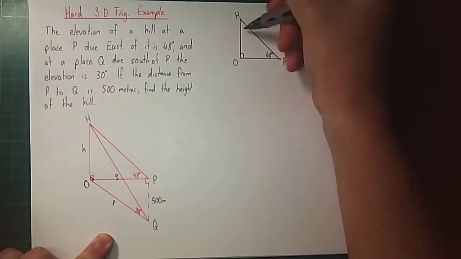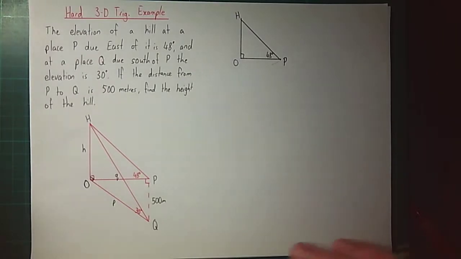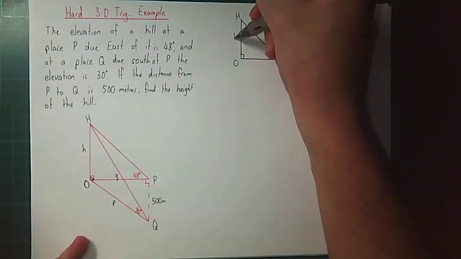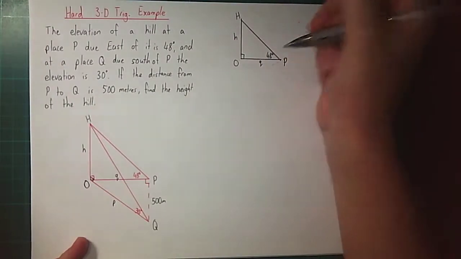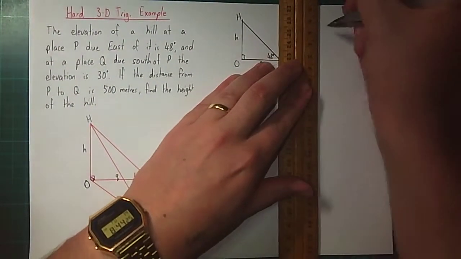We can find that other angle, but I'm not going to because we don't necessarily need it. Until we do need it, we'll just have to see. This length is H, and this length is Q. Okay, we'll do another triangle.